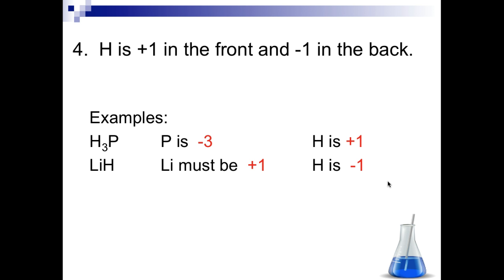Rule 4, H is +1 when it's acting like a metal or in front of your compound, and it's -1 when it's in the back or acting like a nonmetal. So in these two examples, H here is going to be +1 because it's acting like a metal, and H here is going to be -1 because it's acting like a nonmetal.